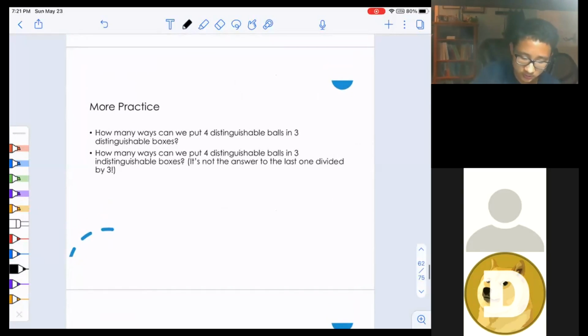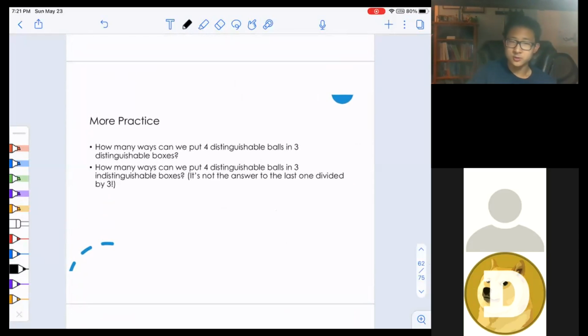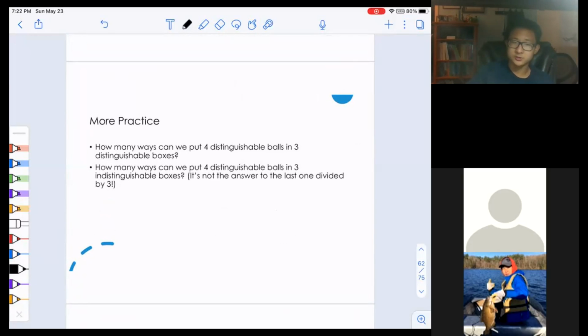All right, let me move on. So this one is different from the first one since there's 3 indistinguishable boxes, you can't just divide it by 3 factorial. You have to count all the cases. So I'll just let you guys do this. If you have any questions, you can message me.